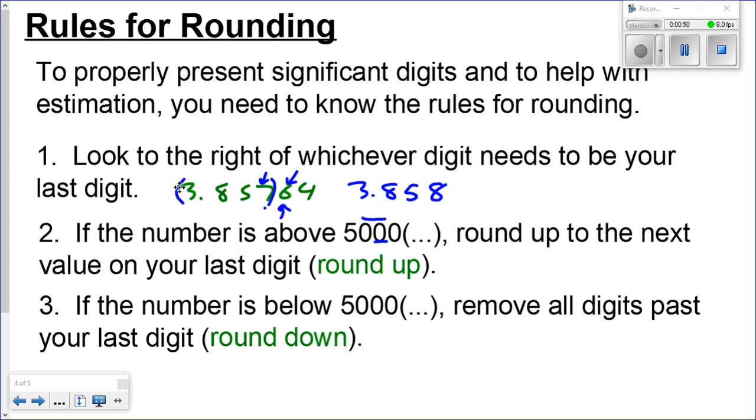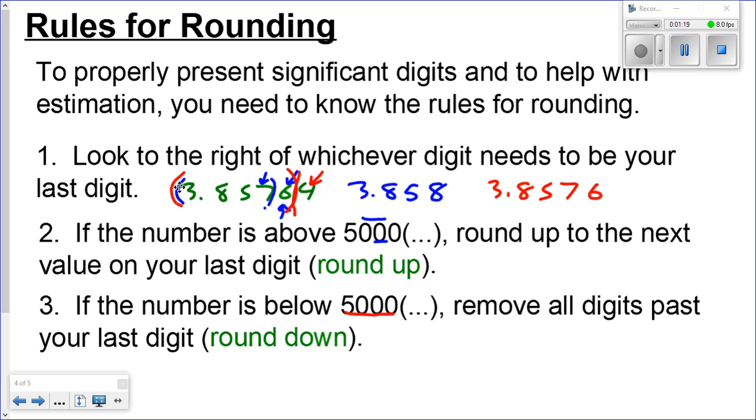3.858. If the number is below, so let's say we wanted to round the same number to 5 digits, and then we're looking at this 4, because the last digit we want is right here at the 6. The 4 is less than 5 and the zeros afterwards, so you wind up with 3.8576. You round down, round to the 6 instead of up to the 7.